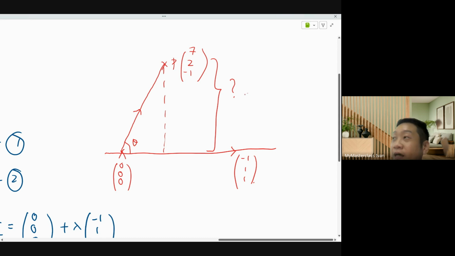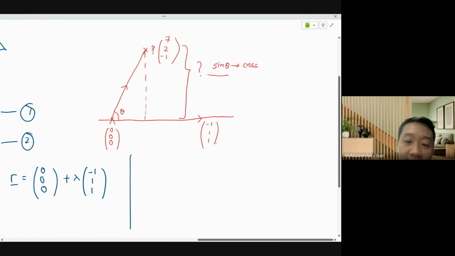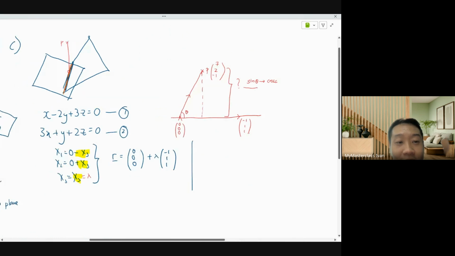Over here, do we use sine or cosine? If theta is here, is the dotted one opposite or adjacent? Opposite. Opposite uses sine or cosine? Sine. Sine uses dot or cross? Cross.